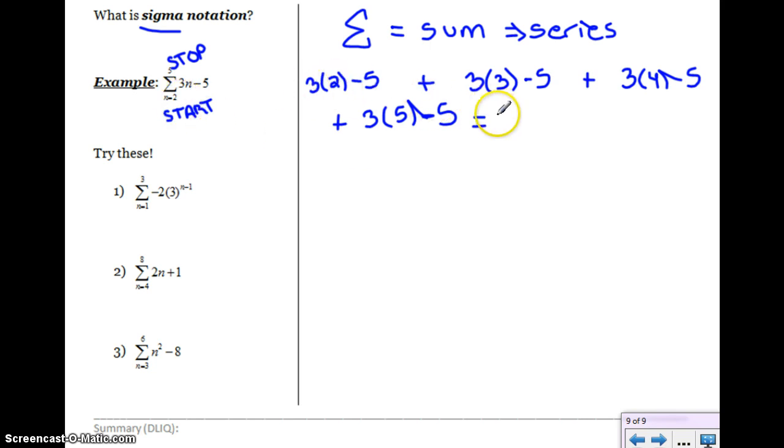3 times 2 is 6, minus 5 is 1. 3 times 3 is 9, minus 5 is 4. 3 times 4 is 12, minus 5 is 7. And then 3 times 5 is 15, minus 5 is 10. So if we add all those up, I get 17, 18, 22. So using sigma notation is just another way for you to basically be writing a series. Go ahead and try to set up these 3, and we will check them tomorrow.